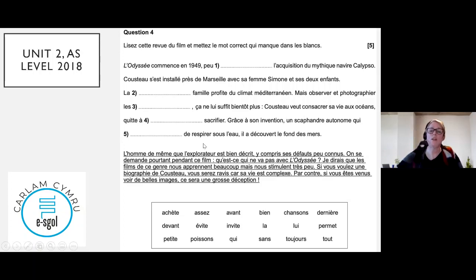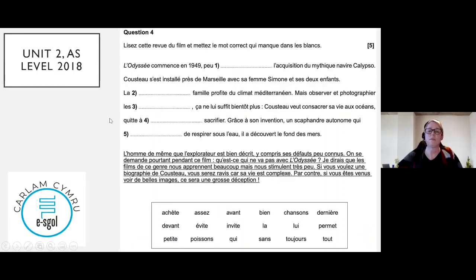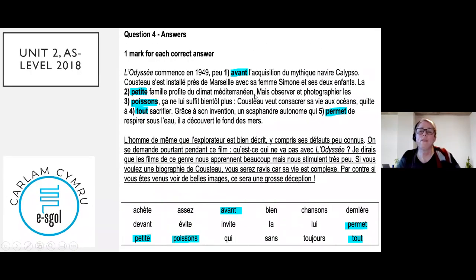Okay, let's have a little look at what we've got here. Going back through here. Okay, so peu avant l'acquisition du mythique navire Calypso, Cousteau s'est installé. And this was peu avant, so shortly before, that fits nicely, doesn't it? Shortly before the acquisition of the mythical ship. And then we have numéro 2, la petite famille, his little family, is enjoying the climate. You wouldn't say his last family. It doesn't make sense.